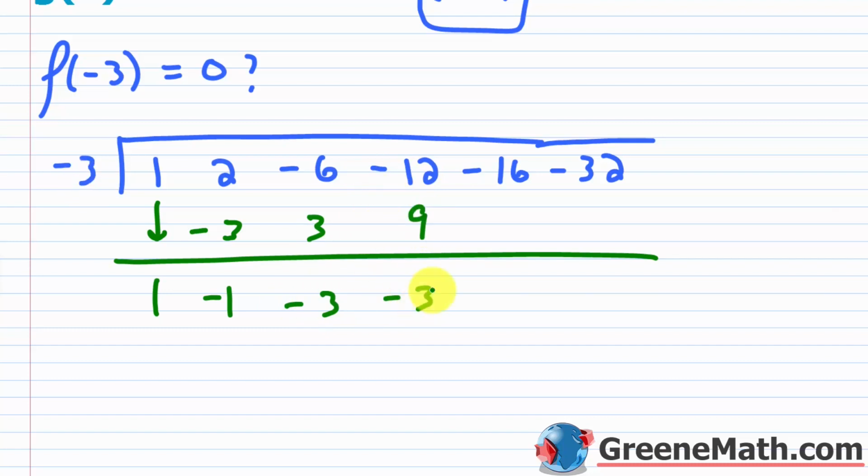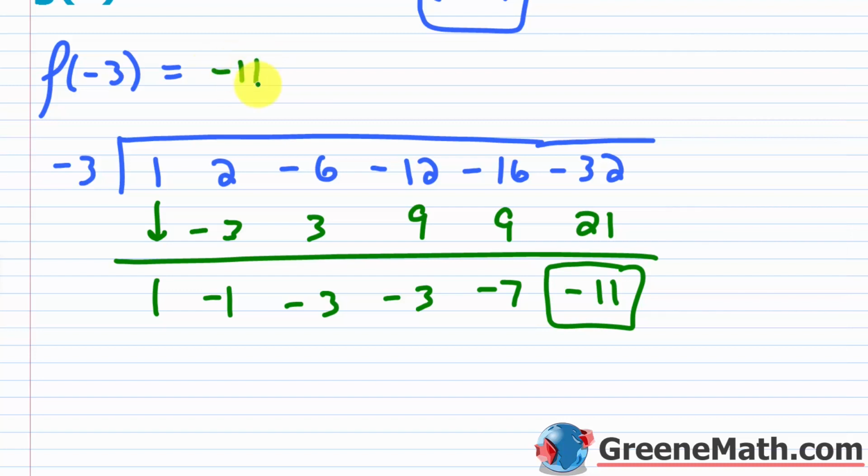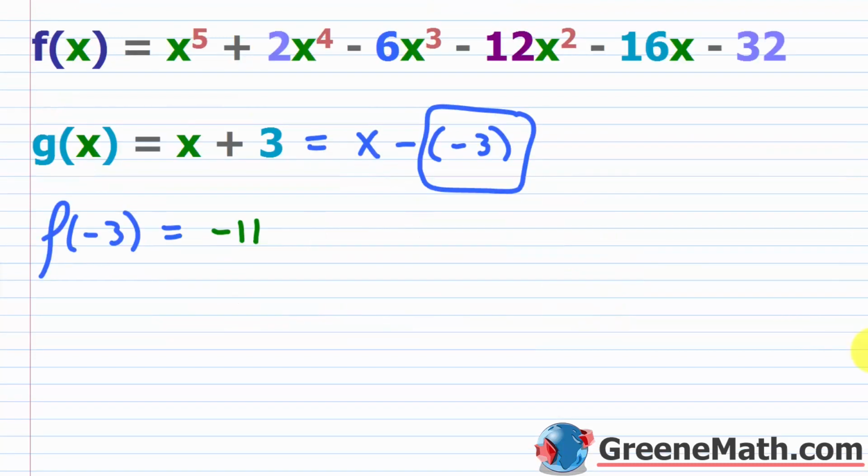And then negative 3 times negative 3 is 9. Negative 16 plus 9 is negative 7. And negative 3 times negative 7 is 21. Negative 32 plus 21 is going to give me negative 11. So this is not 0. So f of negative 3 is negative 11. And so I can say that this g of x, which is x plus 3, or you could say x minus a negative 3, is not a factor of f of x.